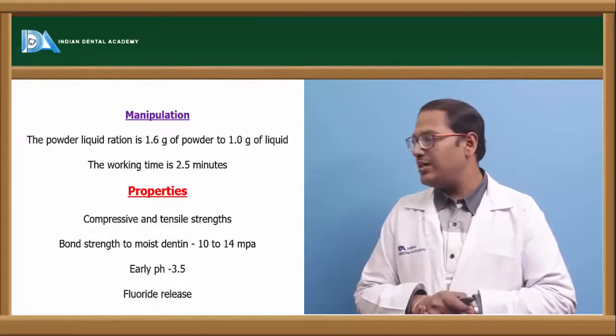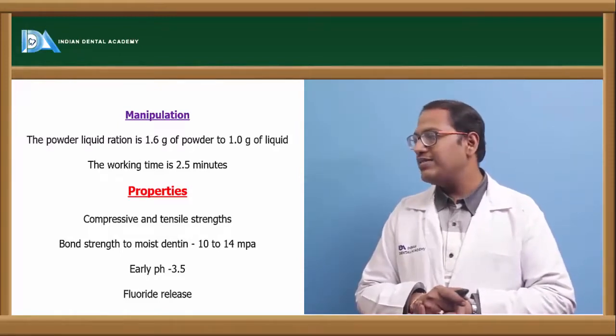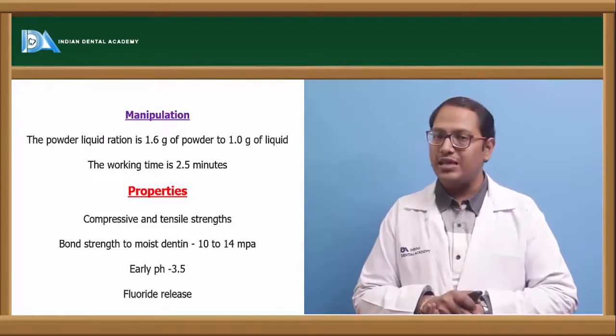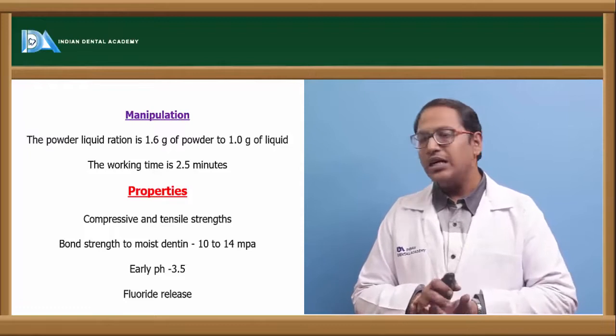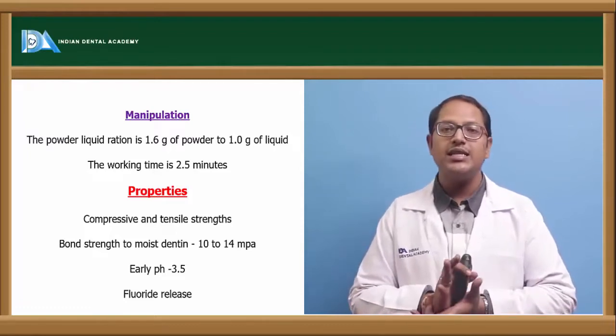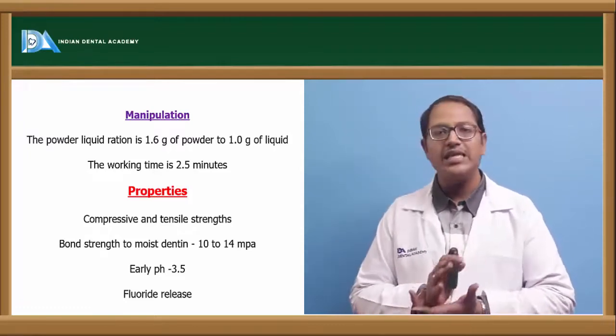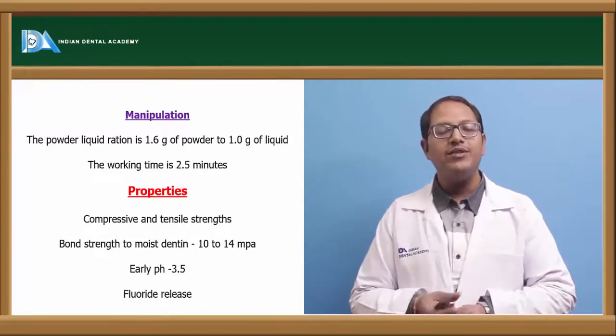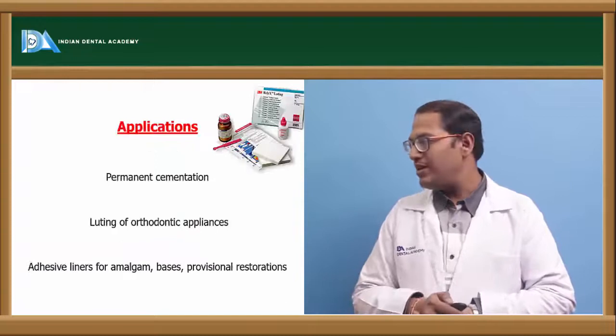Coming to the hybrid one, the properties remain. The compressive and tensile strengths are good enough. Bond strength to the dentine is 10 to 14 megapascals. Early pH is again acidic, it is 3.5, but yes, it also has fluoride releasing capacity. The working time for these cements is around 2.5 minutes.